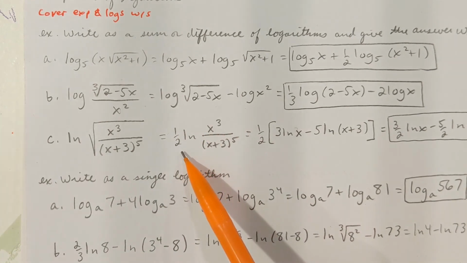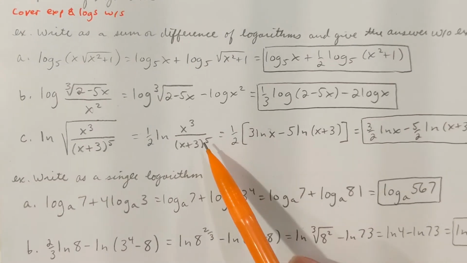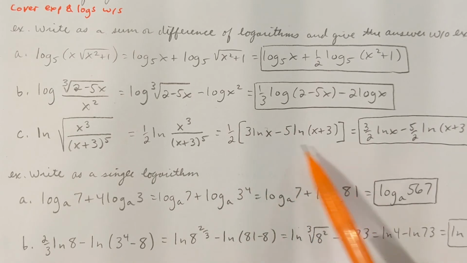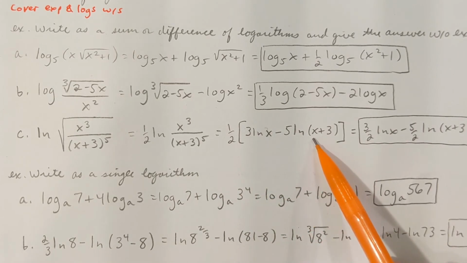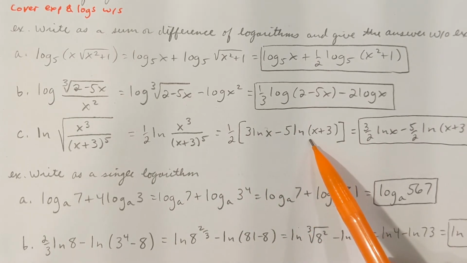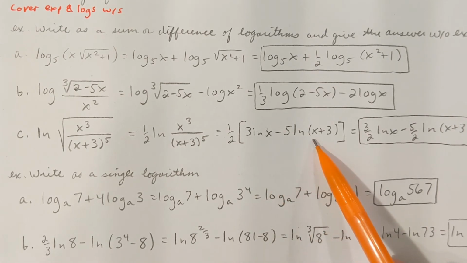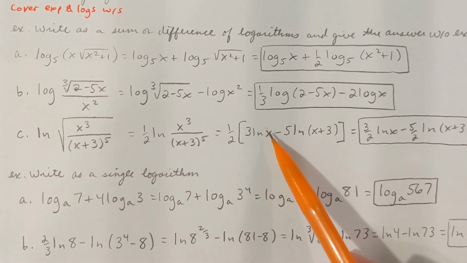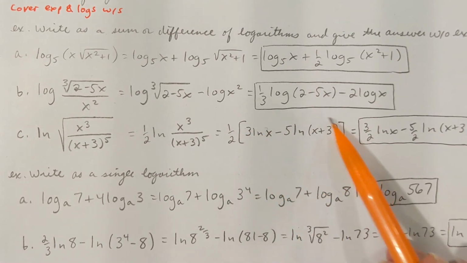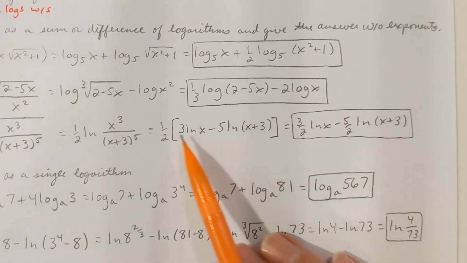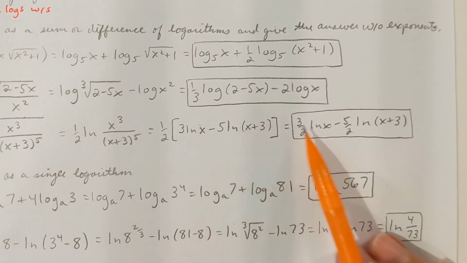Okay, so after I've done that, now I can use law 2, where I split the single logarithm into 2 logarithms, and I'll be subtracting those logarithms. So I'll have the ln of x cubed minus the ln of x plus 3 to the 5th. Powers can come out of logarithms, so I pulled out that power of 3 and that power of 5. And the last thing that I could do is distribute the 1/2 into these terms here.